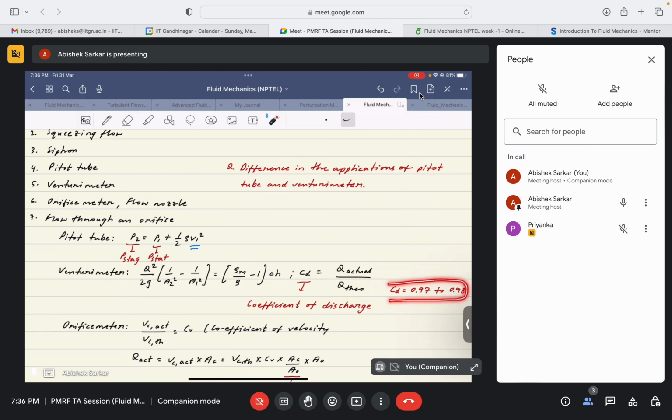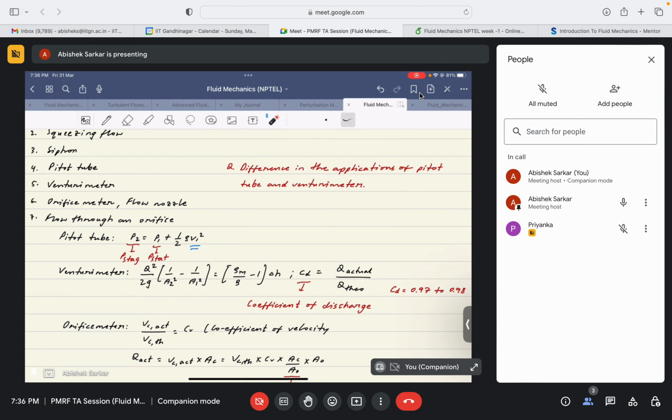For solving fluid flow problems, you will see that they would either mention the value of CD for the venturimeter, or else you can just use a value between 0.97 and 0.98 as per your need. If it's not mentioned, you can use these values, but before applying it, you need to mention that you have used this value of CD for the problem.